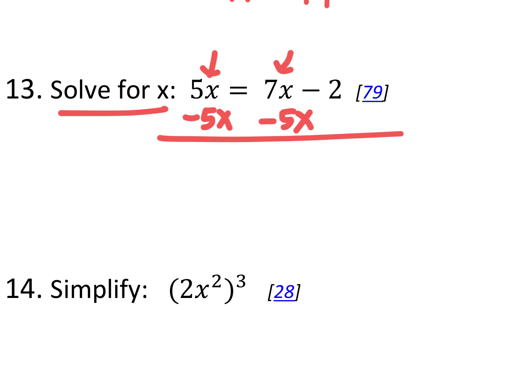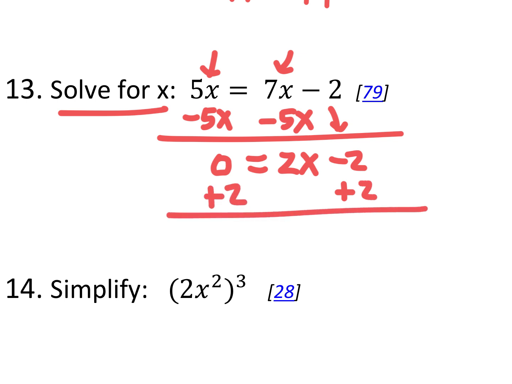5x minus 5x is nothing, but it's actually 0. And 7x minus 5x is 2x. And then subtract 2. And now from here, I just have to add 2 to both sides. 2 equals 2x. And we're going to divide by 2 on both sides. And x equals 1.